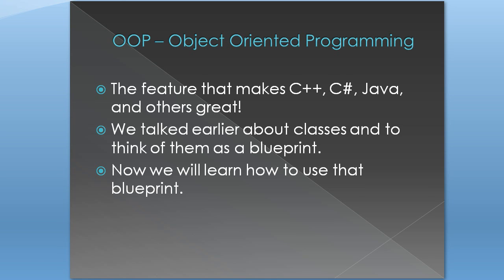OOP, Object-Oriented Programming. This feature makes C++, C#, Java, and others the best programming languages you can get. And we talked earlier about classes and to think of them as a blueprint, so now we'll learn how to use that blueprint for our program.